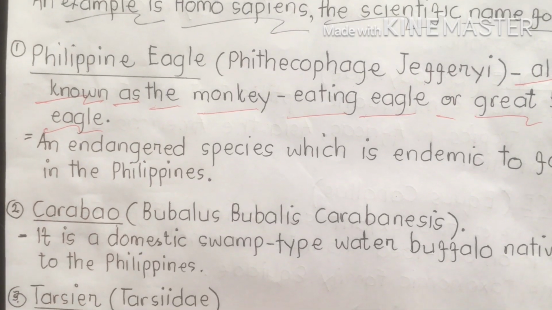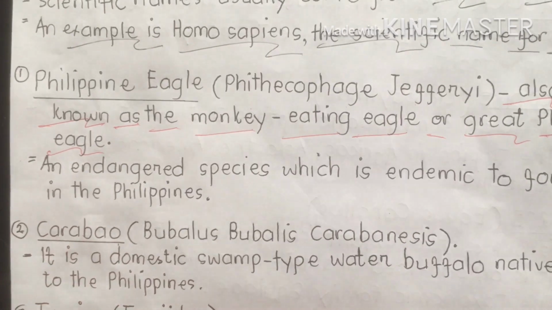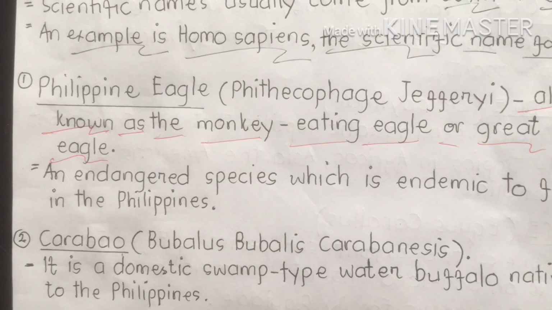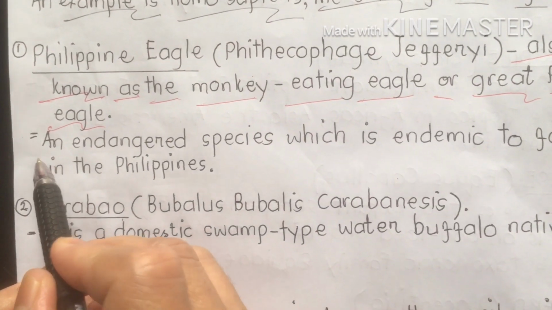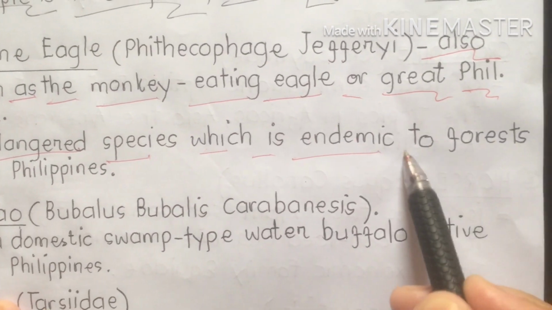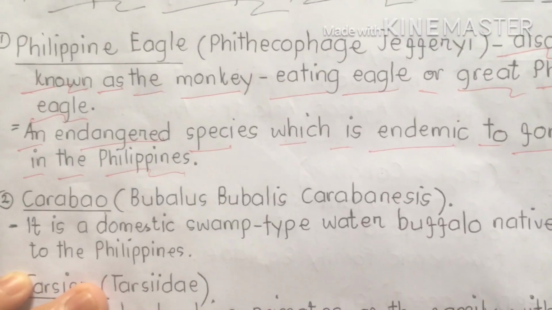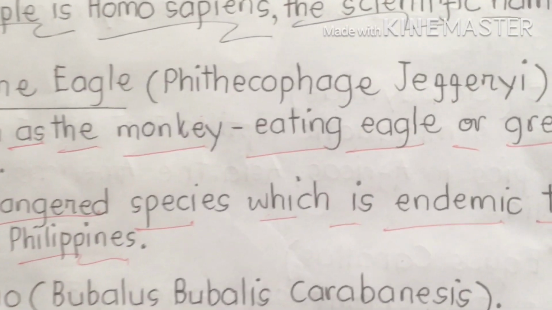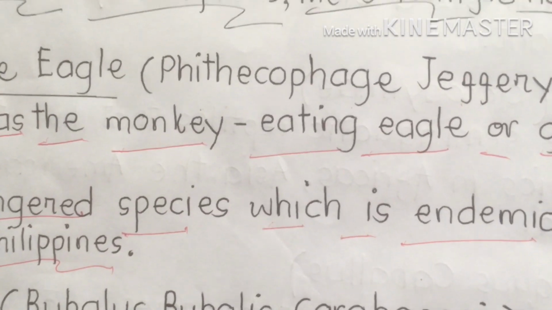So remember, class, the Philippine eagle is very useful in balancing our ecosystem. That's their function and use. This endangered species is also endemic to the forests in the Philippines. So we don't want to kill our animals, especially the Philippine eagle, our Pithecophaga jefferyi.